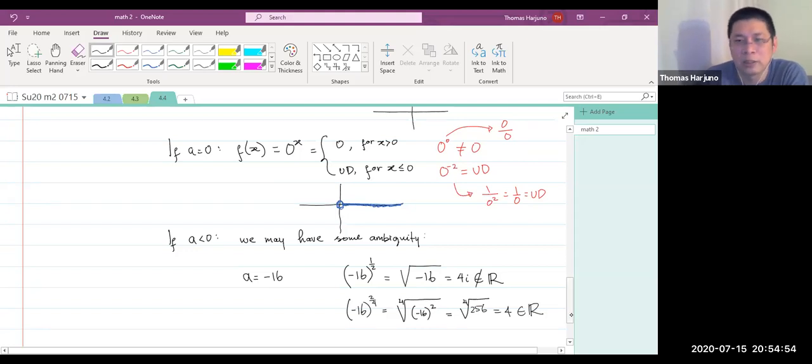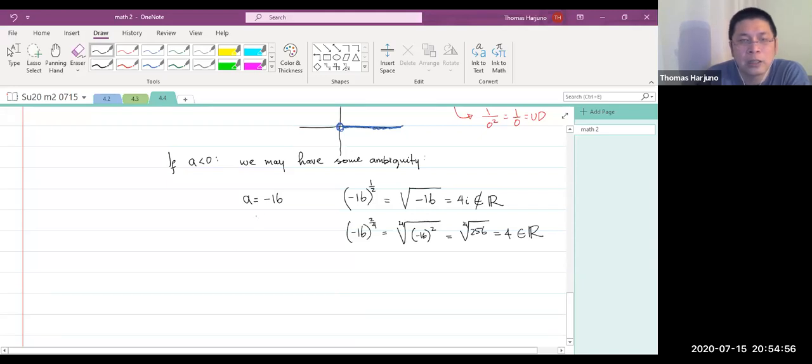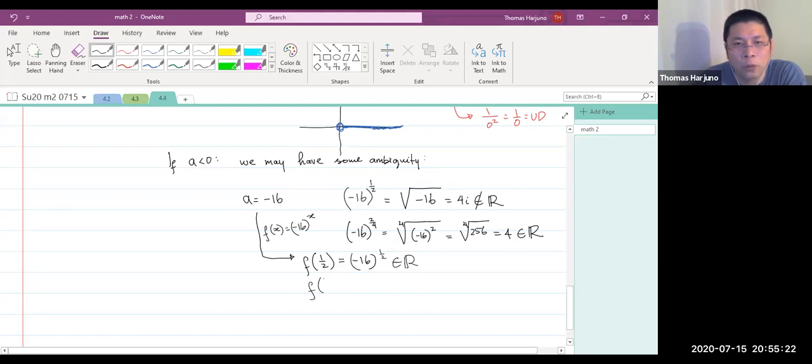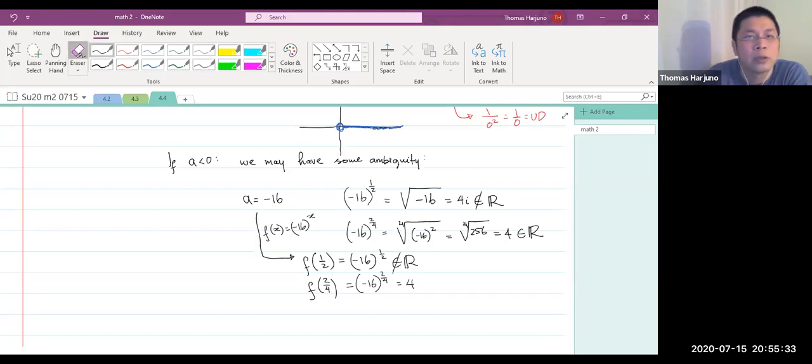Now, what's wrong with this? Let's say the base is negative 16, so f(x) equals negative 16 to the x. So f(1/2) is negative 16 to the power of 1/2. That's not a real number. However, f(2/4) is a real number.